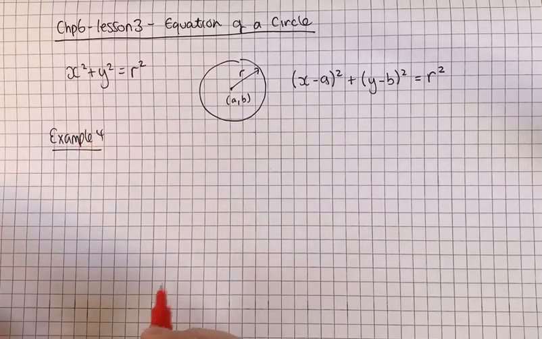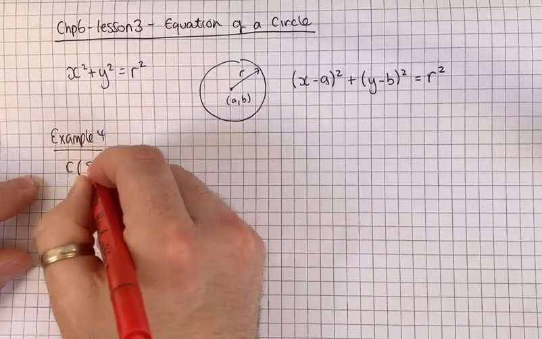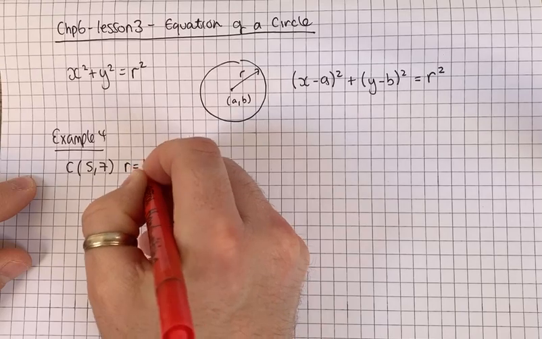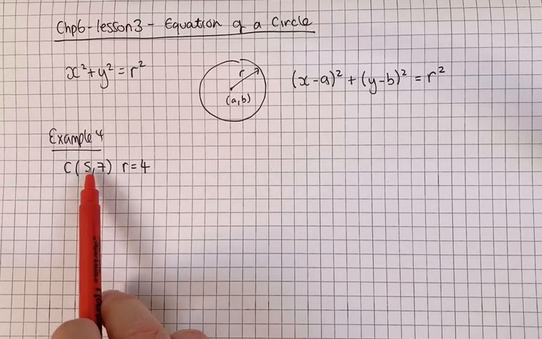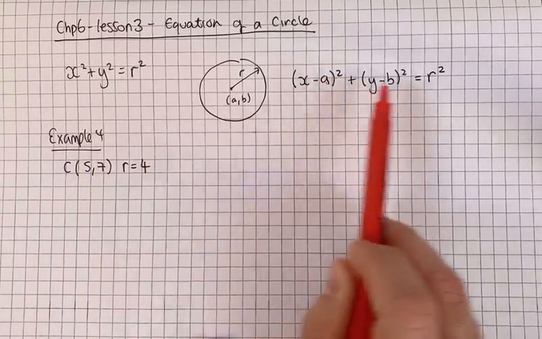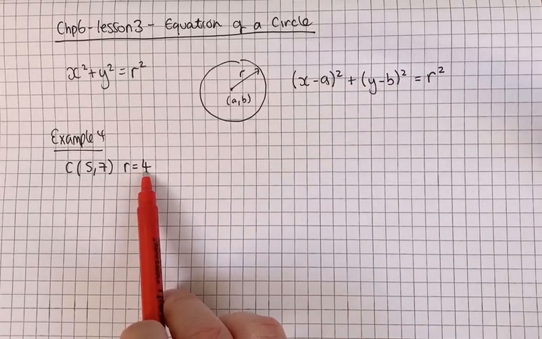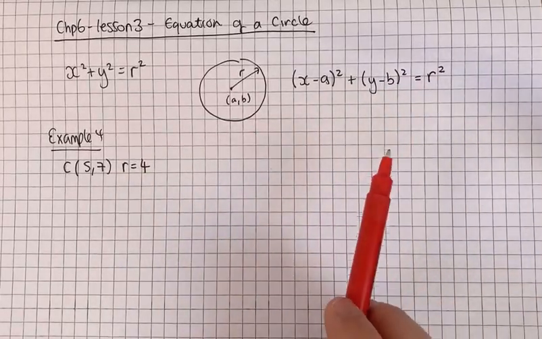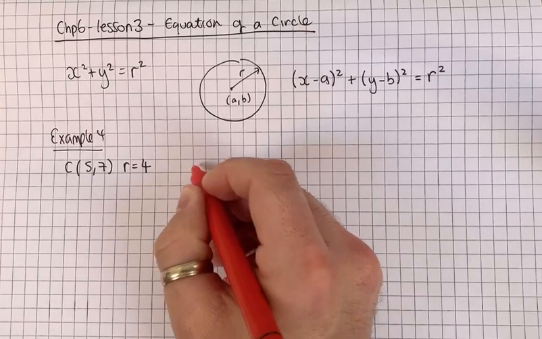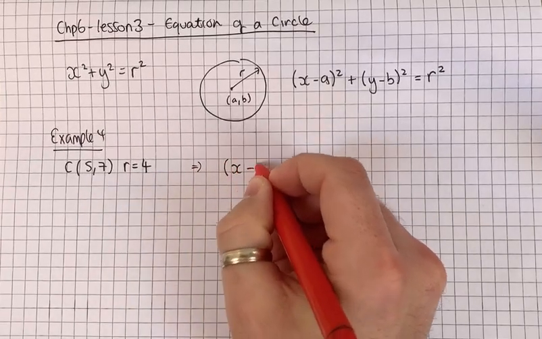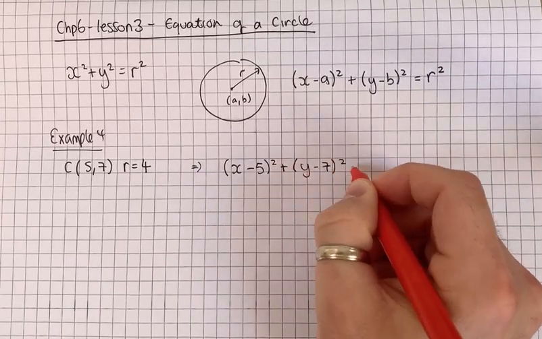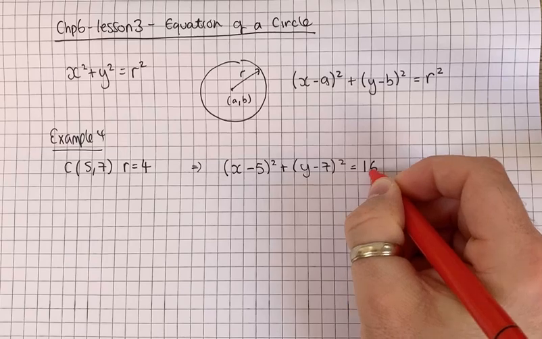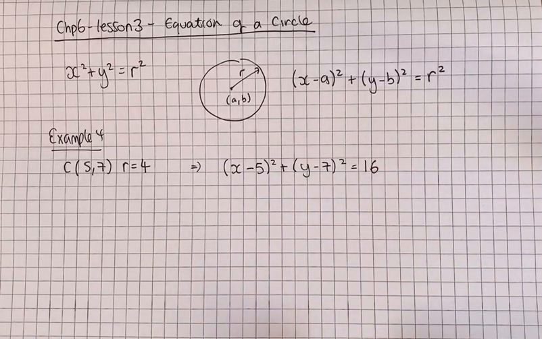So example 4 gives us a centre of a circle, (5, 7). It tells us the radius is 4 and asks us for the equation of the circle. This is very, very straightforward because all we need to do is substitute in the centre of the circle, (a, b) is (5, 7), substitute in the radius, 4, and then we've got our equation of the circle. So it's going to be (x take away 5) squared plus (y take away 7) squared equals 4 squared, which is of course 16. And that's it, that's all we need to do.